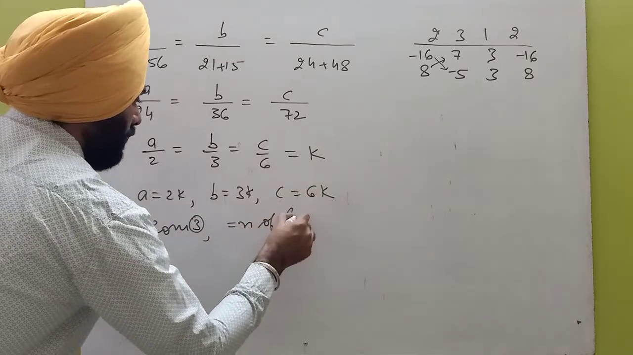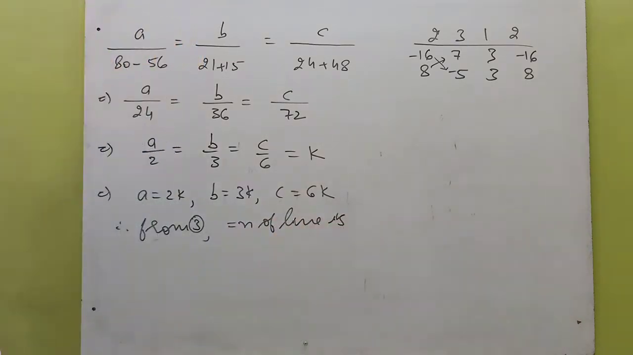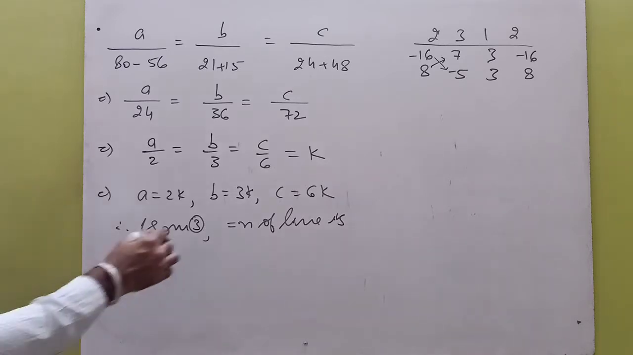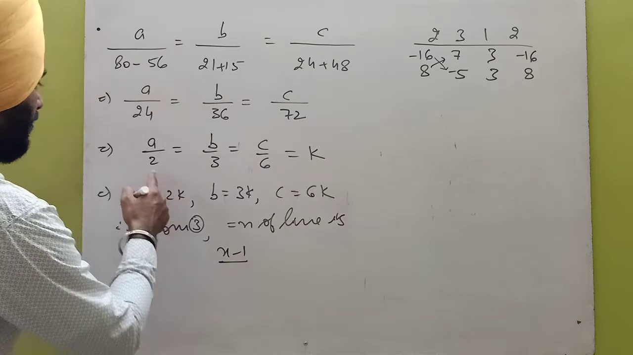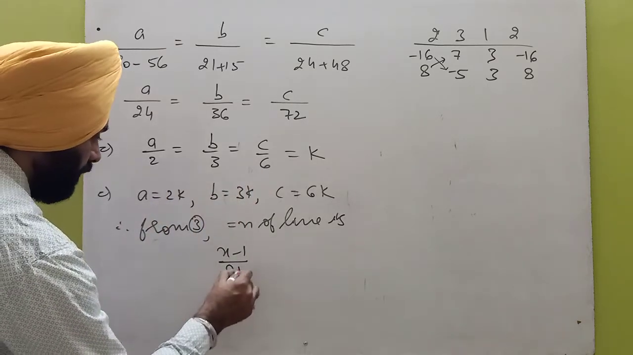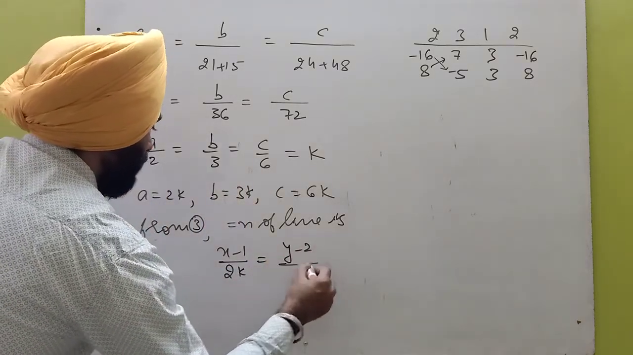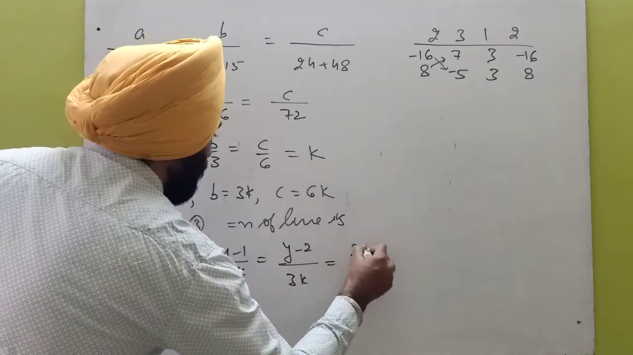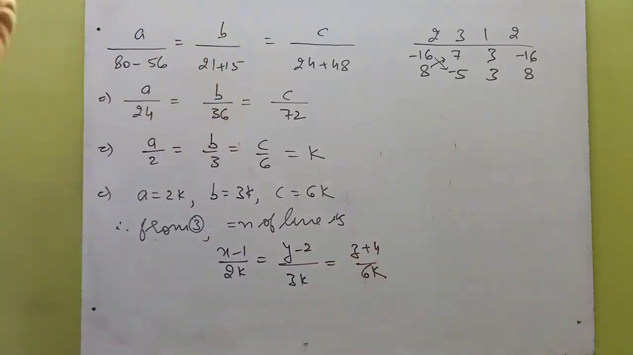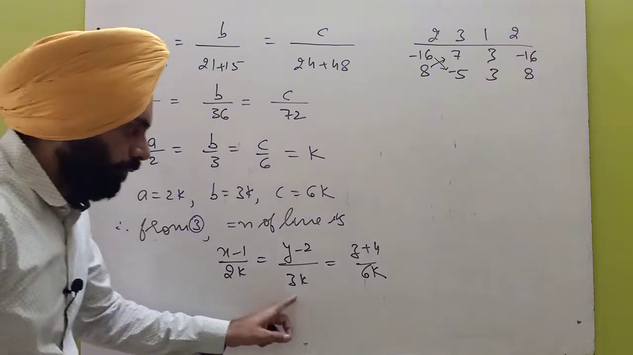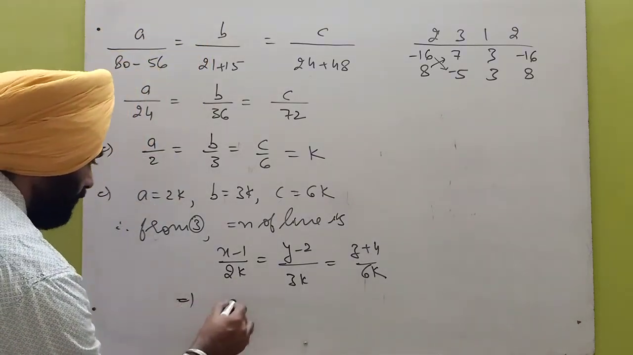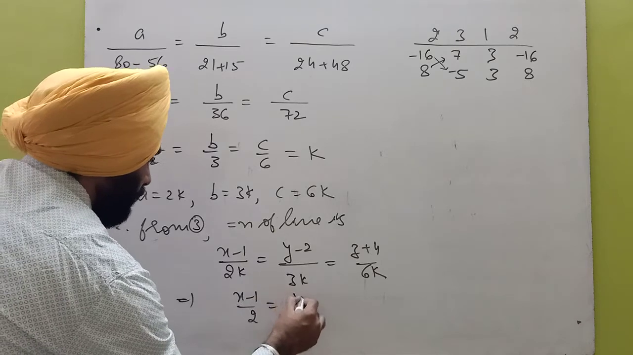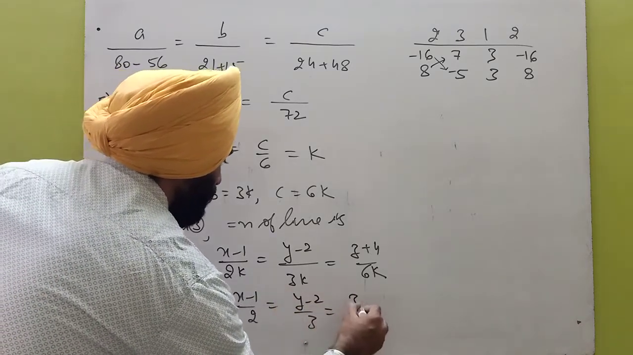equation of line, the point is 1, 2, minus 4. So the equation is x minus 1 divided by the first value of a, which is 2k, y minus 2 divided by 3k, and z plus 4 divided by 6k. And now we can take common k from the denominator. So the equation of the line is (x minus 1) by 2, (y minus 2) by 3 is equal to (z plus 4) by 6.